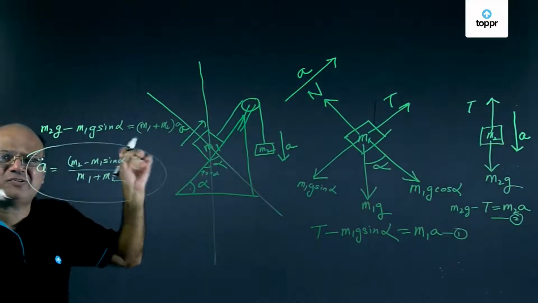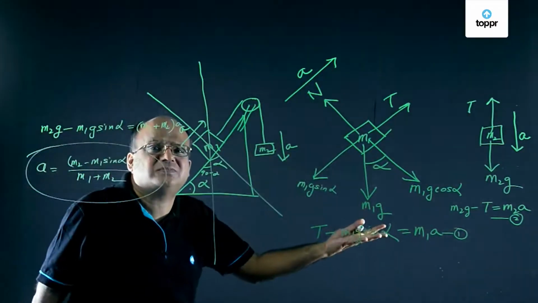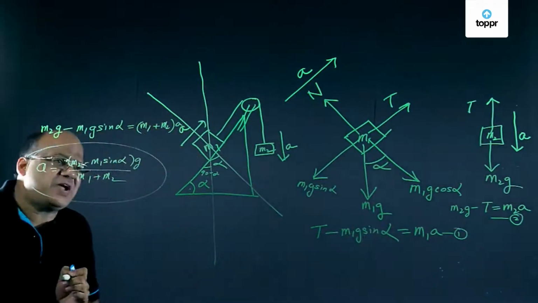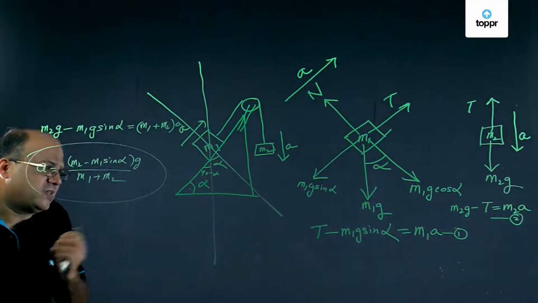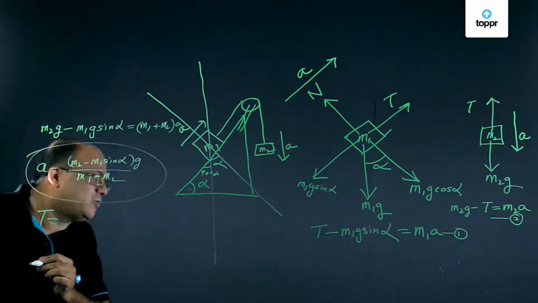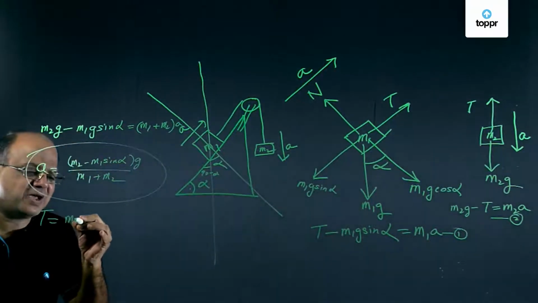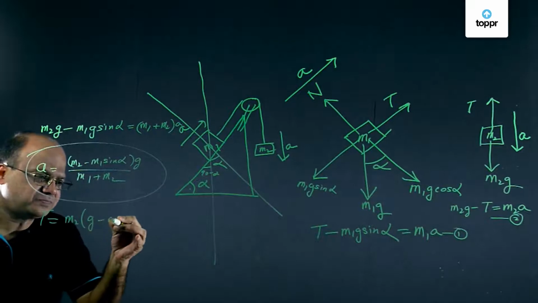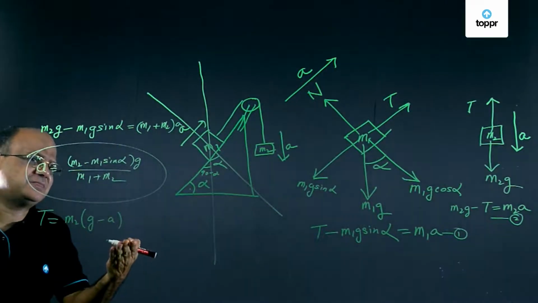Only thing, you should not miss out any force. If you miss out a force, all the work will go waste. Now we have to find tension. So which equation do we like? Second equation is easier. So let's take the second equation. What is T equal to? m2 (g minus a). A is here. So we'll do g minus a.